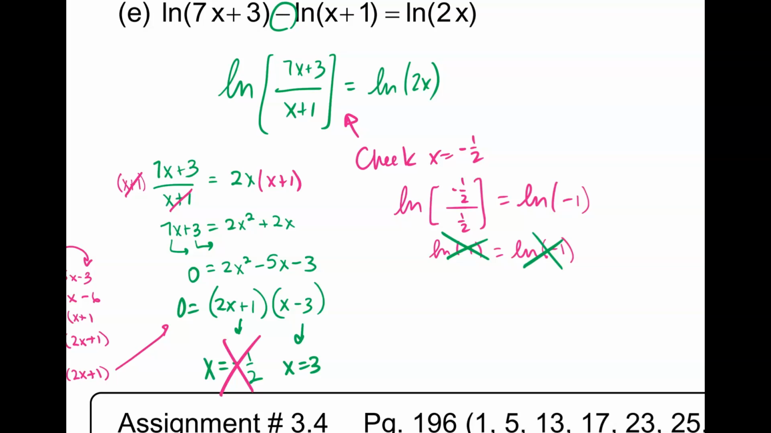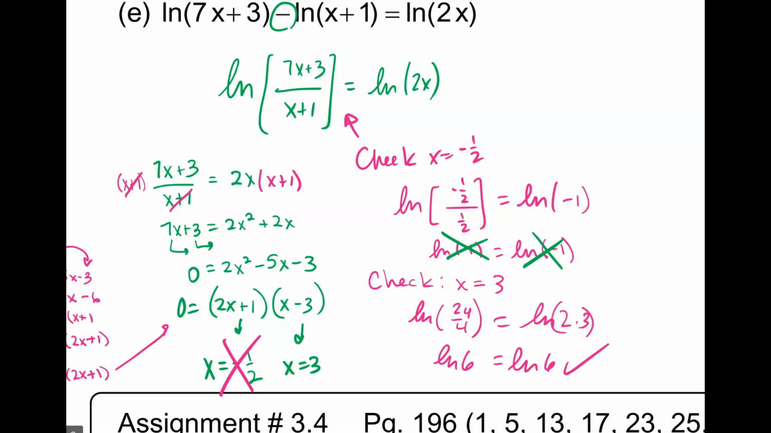Let's see if 3 is going to work. You know, I'm only plugging in positive numbers. We know it's going to work. You don't have to go super hardcore checking it. You just have to make sure you're not taking log of a negative number. So I have ln of 25 over 4, 24 over 4, which is ln of 6. Then ln of 2 times 3, which is ln of 6. Okay, that's fine. This is an answer.